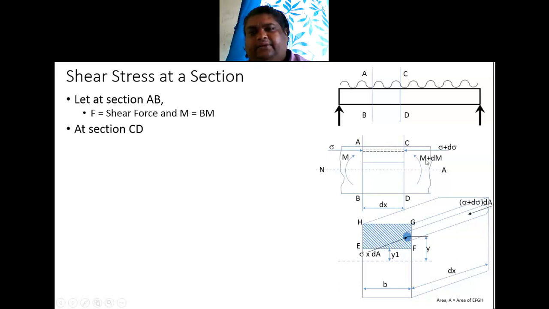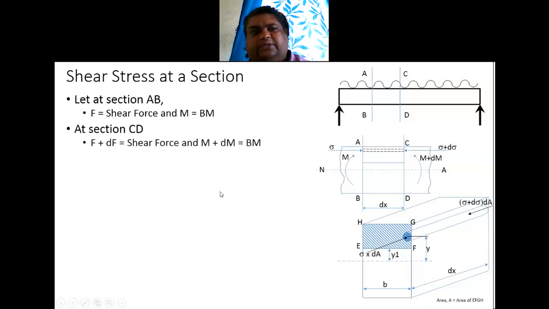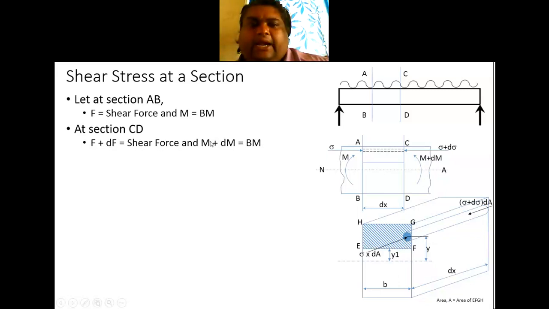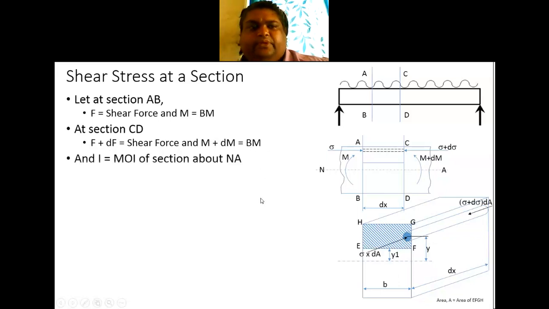At CD, that is at this section, F plus dF will be the shear force and M plus dM will be the bending moment. Okay, and I is the moment of inertia about the neutral axis. So I is for the entire cross section, it is not for this particular section, it is for the complete cross section. That is the moment of inertia I have calculated.